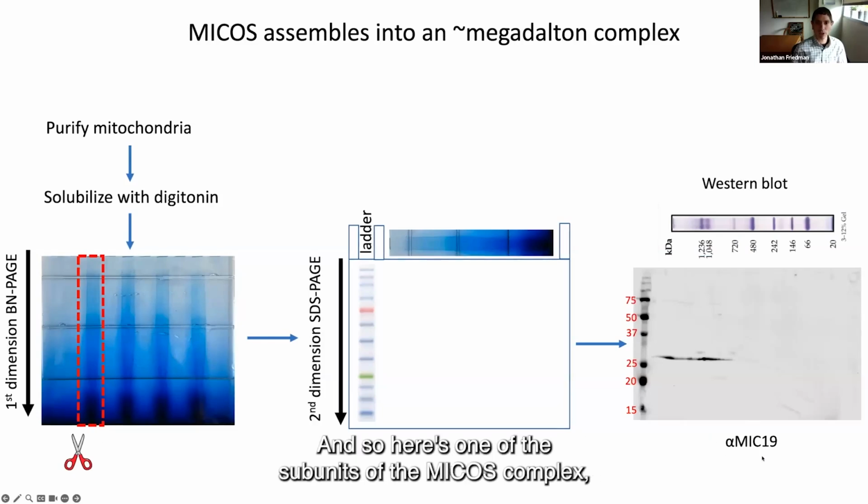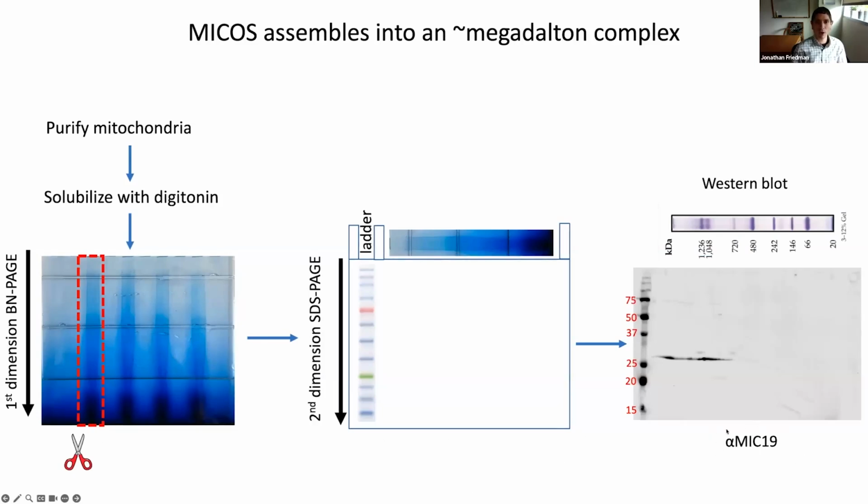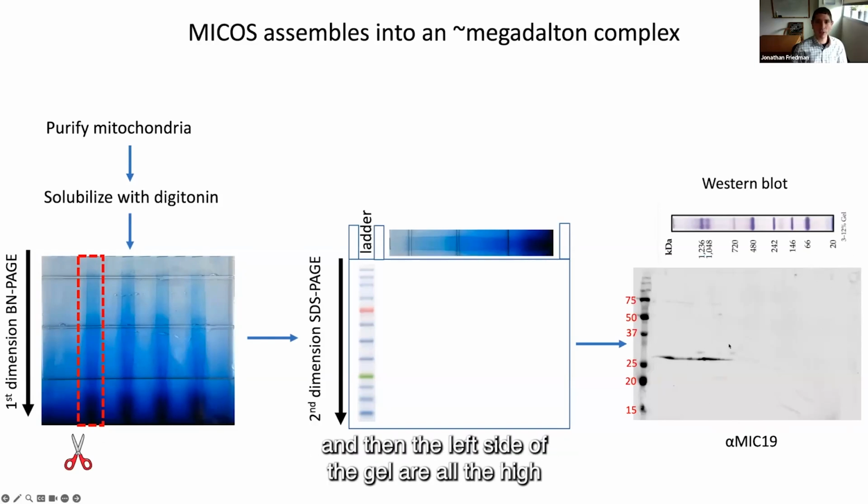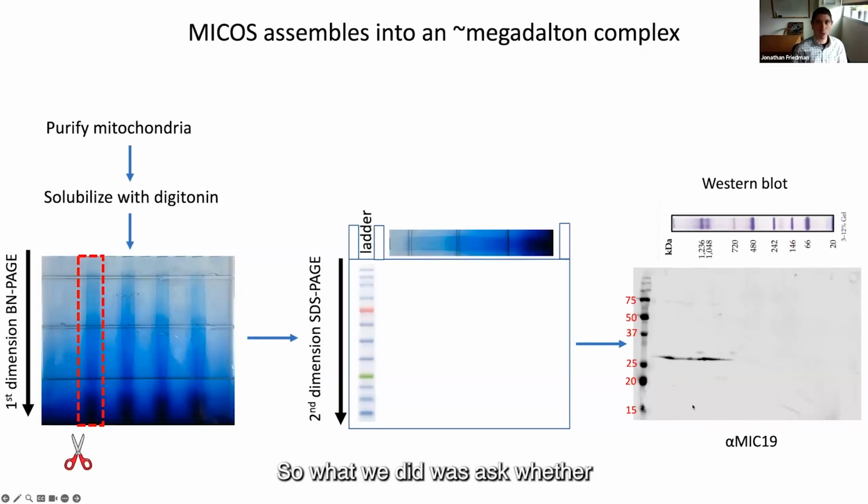And so here's one of the subunits of the MICOS complex, which runs at about 27 kilodaltons in size. And to orient you on gels like this, the right side of all these gels that I'm going to show you are low molecular weight complexes, and then the left side of the gel are all the high molecular weight complexes.